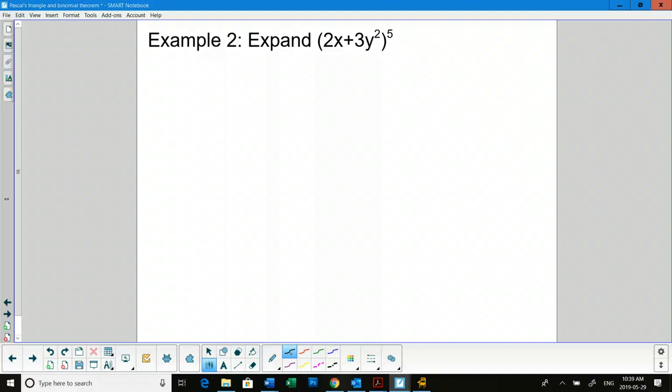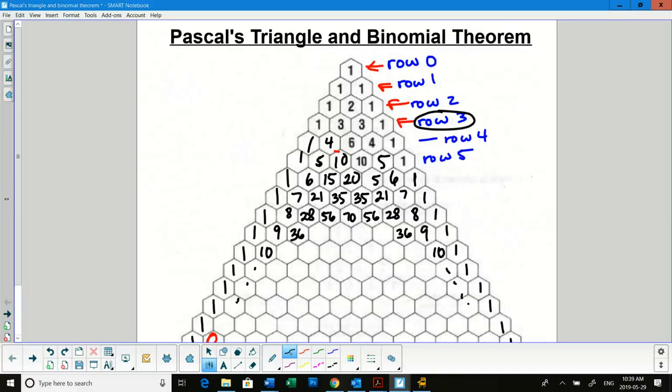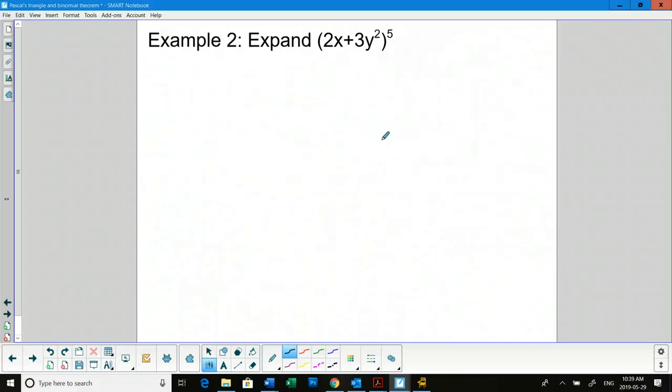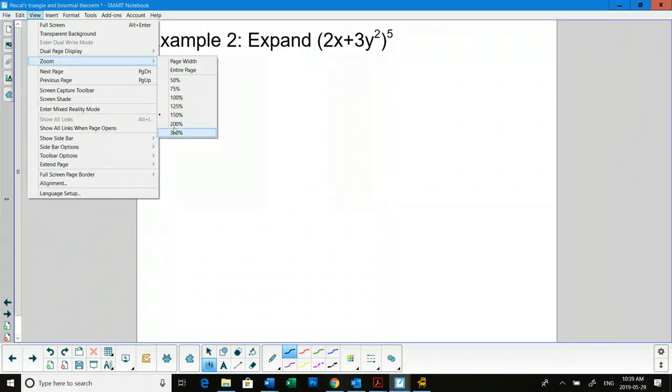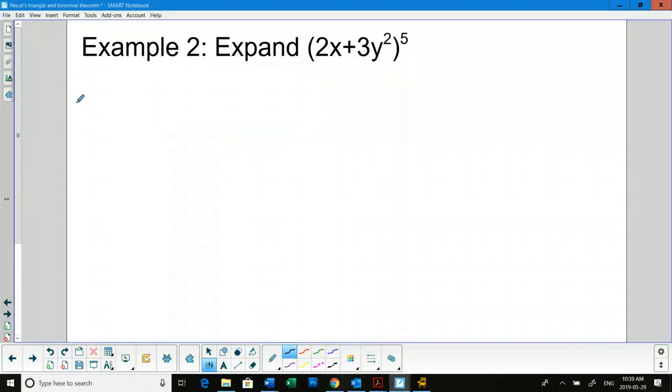Which row do I want to use? What row makes up my coefficients when I'm expanding to the exponent 5? Joey? 5. Okay, so which one is that here? What are the coefficients then of my expansion? 1, 5, 10, 10, 5. Right, 1, 5, 10, 10, 5, 1. So that's what we're going to start by writing out, nice and spaced out. Leave yourself some space here. I'm even going to zoom in a little bit so I have a wider space. Okay, so 1, 5, 10, 10, 5, and 1.